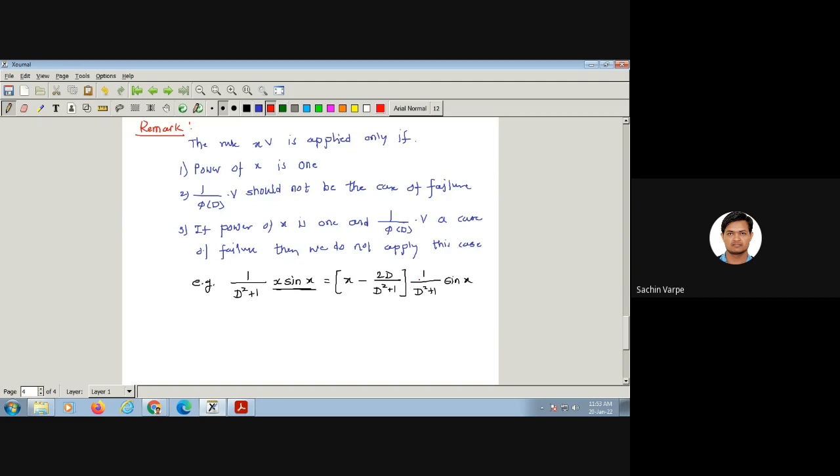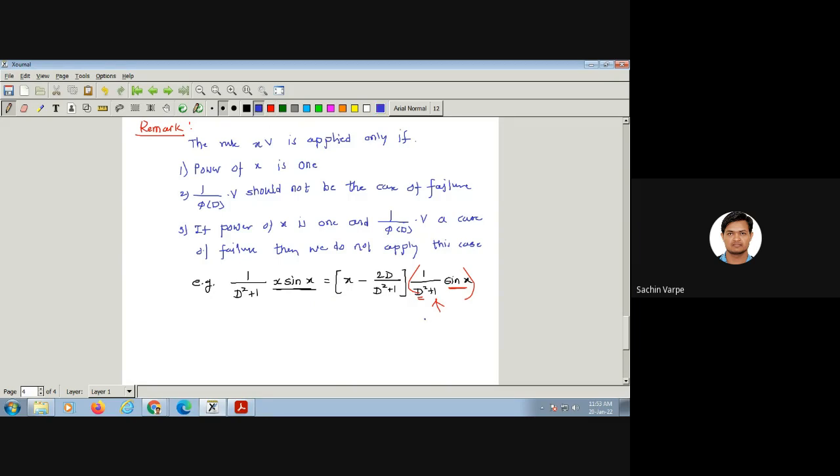But if you look at this, because here f of x is sin x, so 1 upon phi of d square sin x के लिए क्या करते हैं हम? We are replacing d square by minus a square. If you remember, we have discussed in the last lecture. In case of sin or cos, we are replacing d square by minus a square. Yes or no? So when I replace, that will be a case of failure. तो इस केस में we cannot proceed with this case. We have the next case.